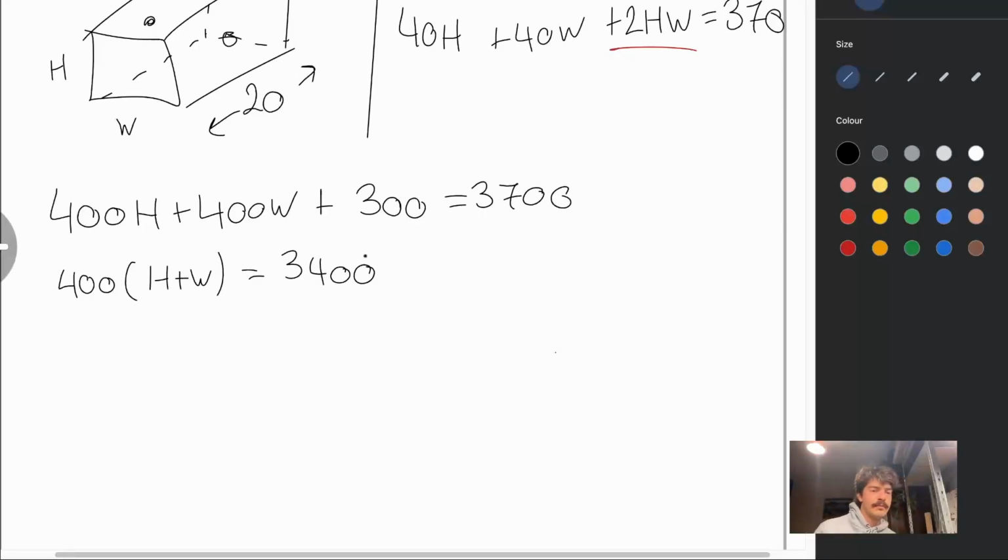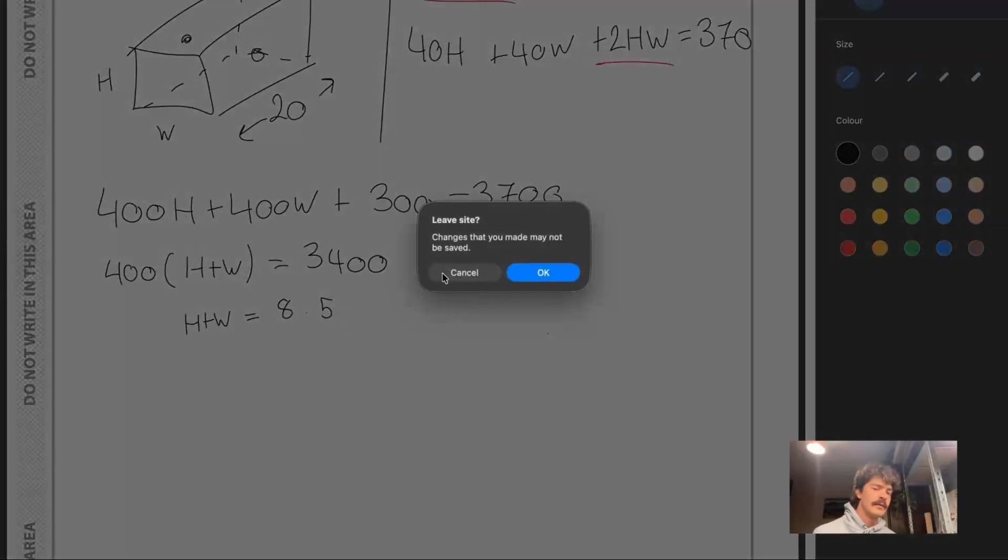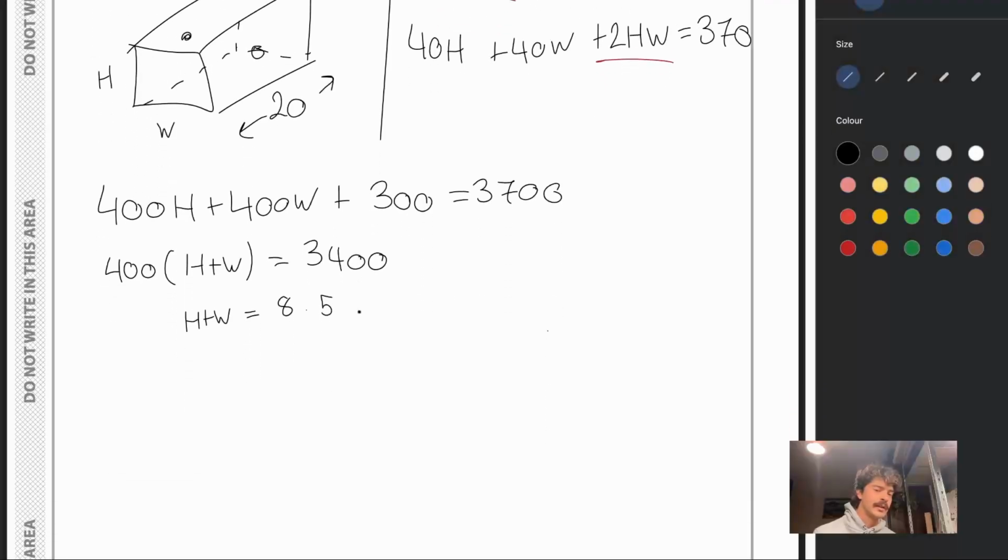Okay, great. So we can now say that h plus w is equal to 8.5. Cool. 3,400 divided by 400 is 8.5. Isn't necessarily the nicest answer, I don't think. So potentially we can find a nicer way to equate this, and nevertheless we haven't actually found the value of h that we're looking for just yet.